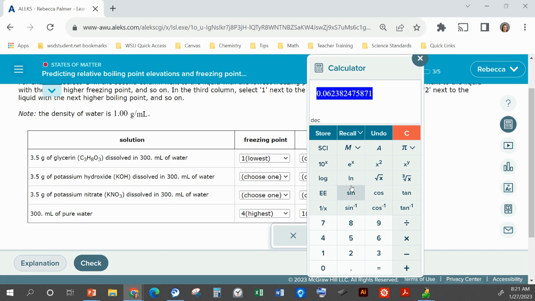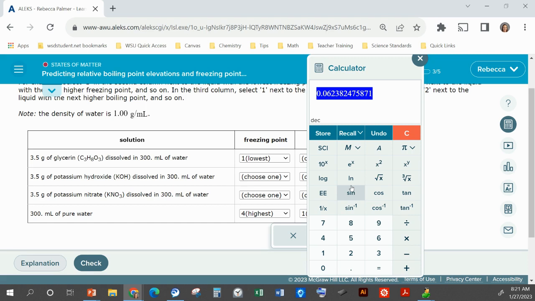Okay, so that is 0.06238. This is moles. Oh, thank you. Okay. All right, so looking at this compound, if we add 1 mole of this, how many particles are we going to get out?